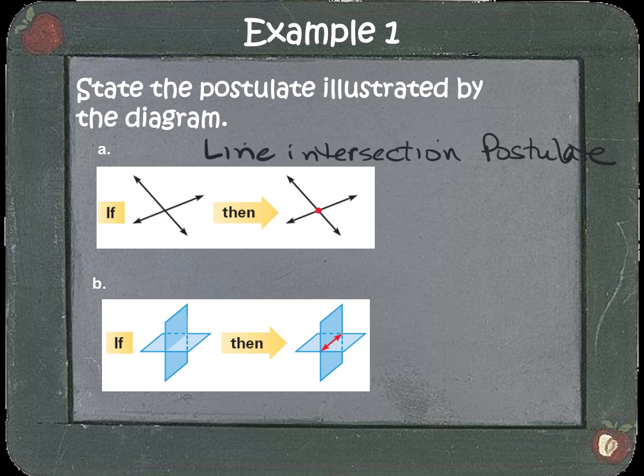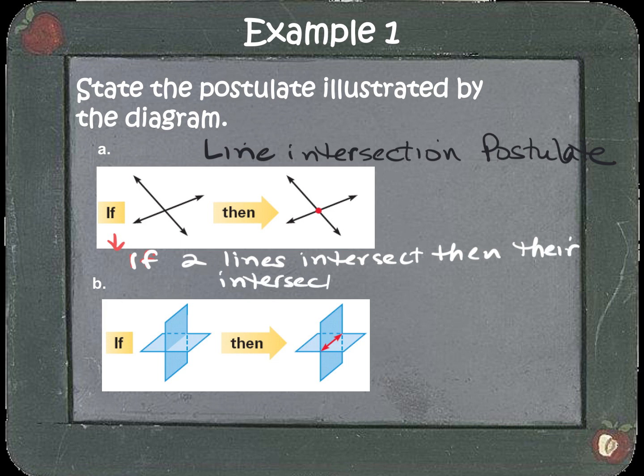But let's say you didn't remember the name and you translated it as you saw it. So here, if you think about it, you're having the word if, and then what's pictured here are two lines. So if two lines intersect, then, and notice what's highlighted after the word then is that red dot, that red point, then their intersection is exactly 1 point.